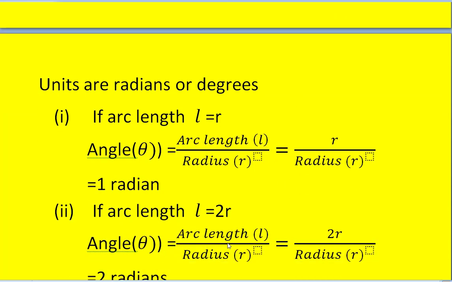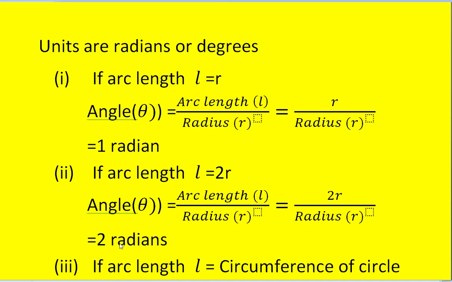Suppose the arc length L is equal to 2R, that is 2 times the radius of the circle, then plane angle theta becomes arc length divided by radius, that is equal to 2R divided by R. So this R is going to get cancelled. And then we get the plane angle is equal to 2 radians.